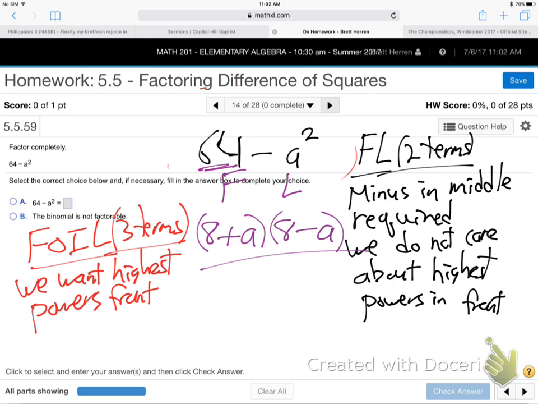Is that good? Everybody see when you reorder and when you don't? It's all about what you care about. So for FOIL, three terms, highest power to lowest. For FL, two terms, just minus in the middle. That's all we care about. Okay.